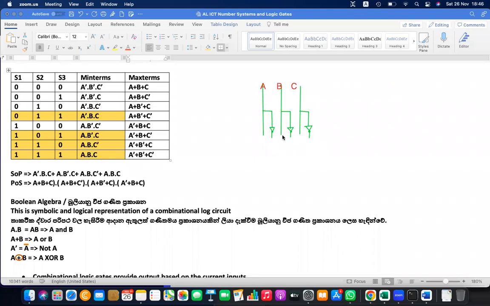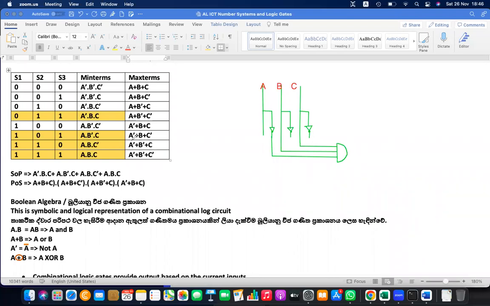Now you know that this is A not, B not, C. The first one is from A not, B, C. You take a wire from C this way, take a wire from B this way, and then take a wire from A not. See, it's easy. That's why I said if you are doing it like this, it will be easier. Then just complete this. This is the AND gate, the first AND gate.